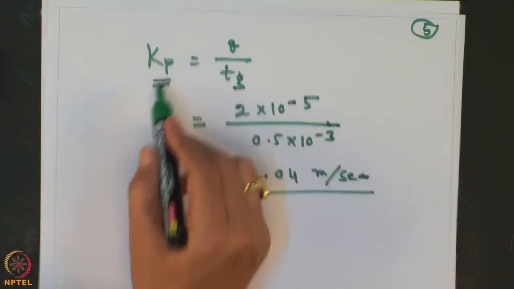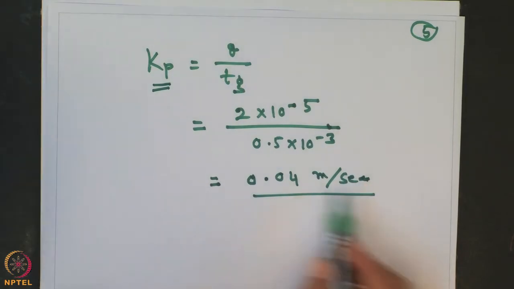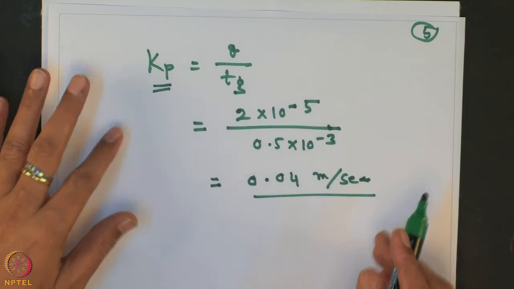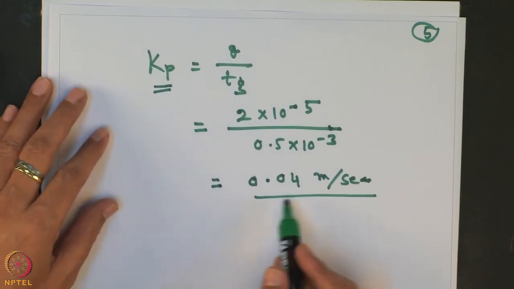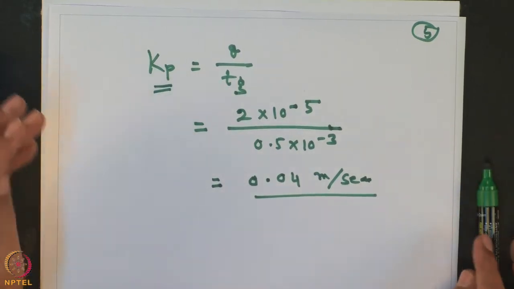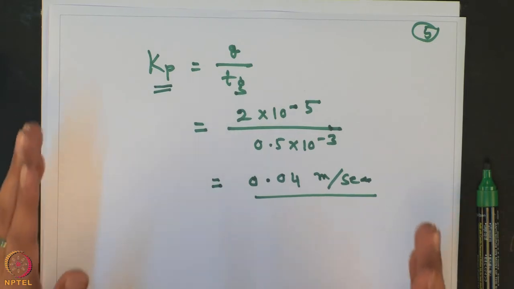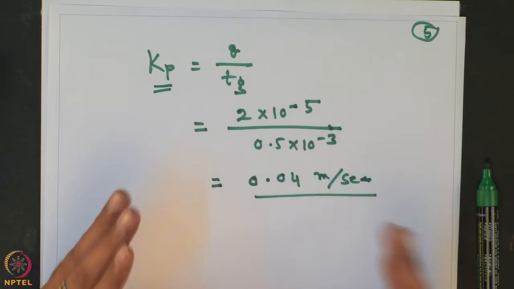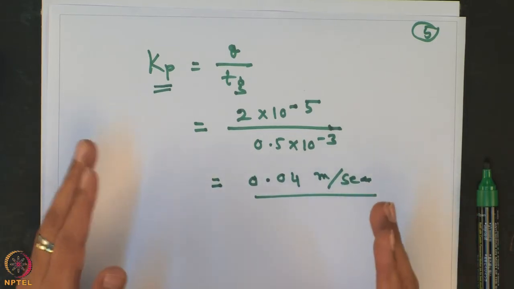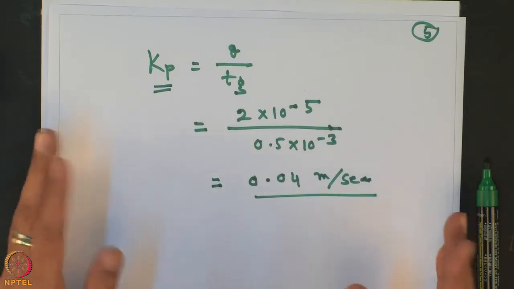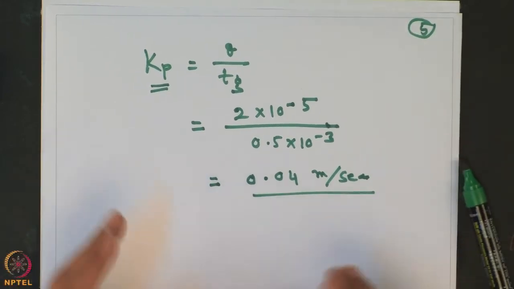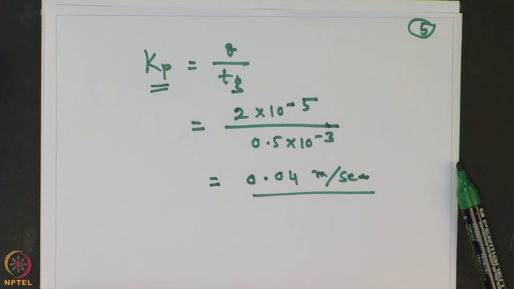So, you can determine what should be the transmittivity of the geosynthetic material. The transmittivity of the geosynthetic material is 0.04 meter per second, and the unit is meter per second. In case of permittivity, the unit is per second. In case of transmittivity, the unit is meter per second. So, you can determine the permittivity of the geosynthetic material. These are two important terms.